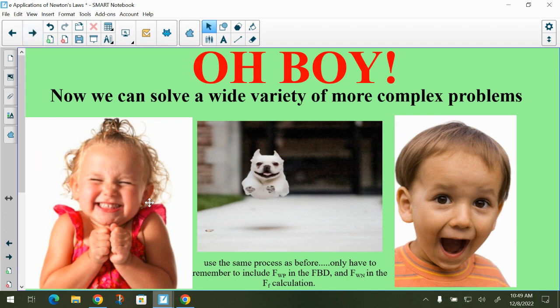So the good news is, oh boy, here's a happy little girl, a happy little boy. Look at this dog. He's airborne like Superman. His legs are straight out and straight back.